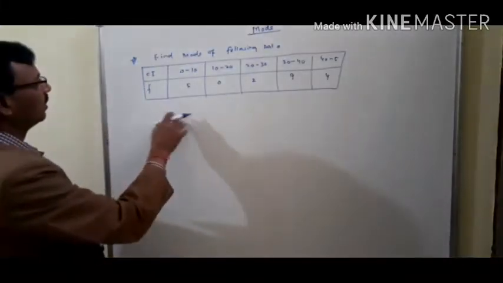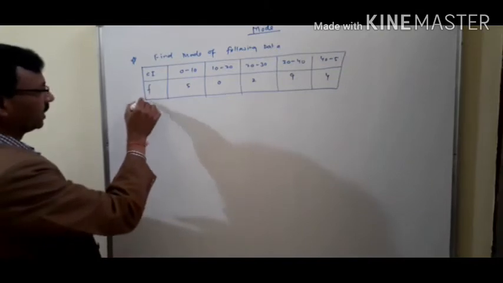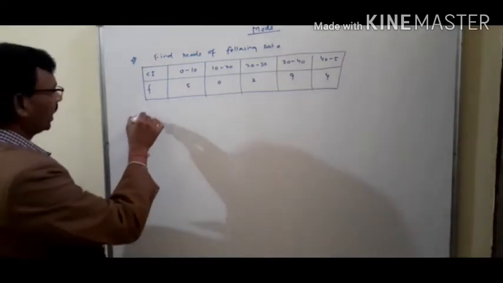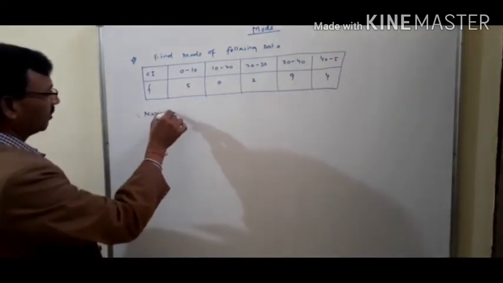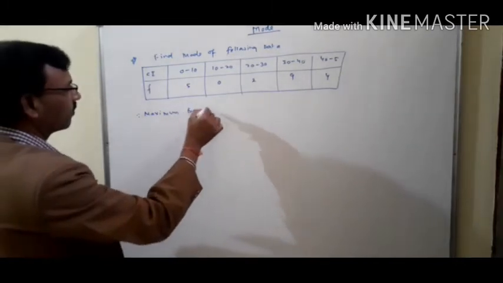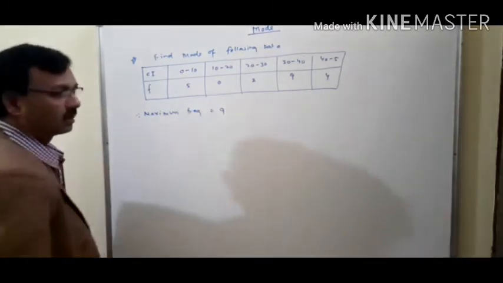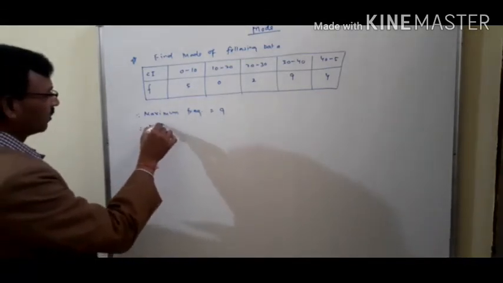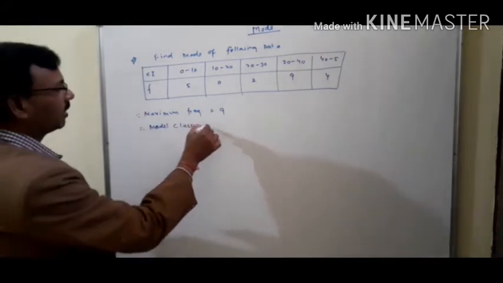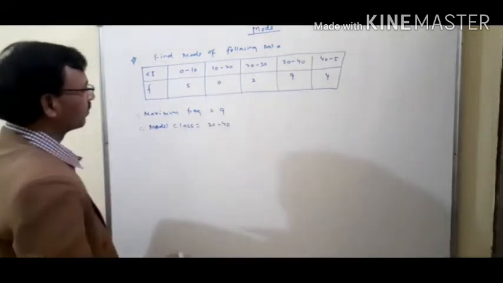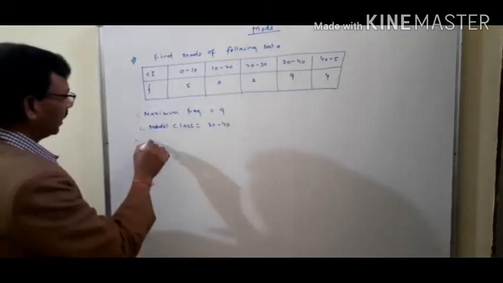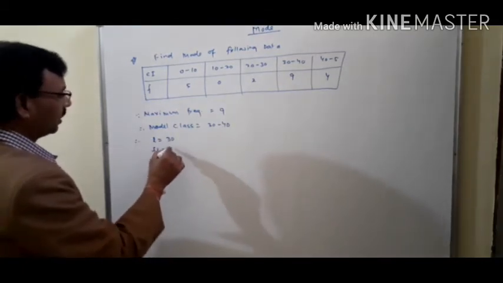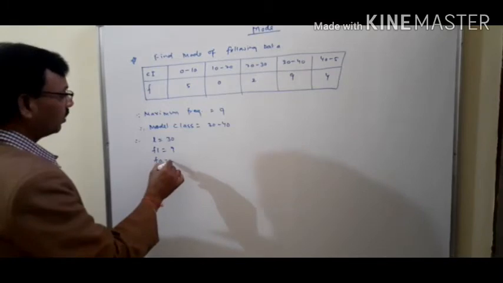First we check what is the maximum frequency. Since maximum frequency is equal to 9, therefore modal class will be equal to 30 to 40. Therefore L equal to 30, F1 equal to 9, F0 equal to 2.